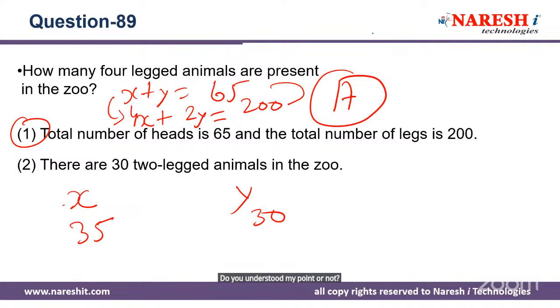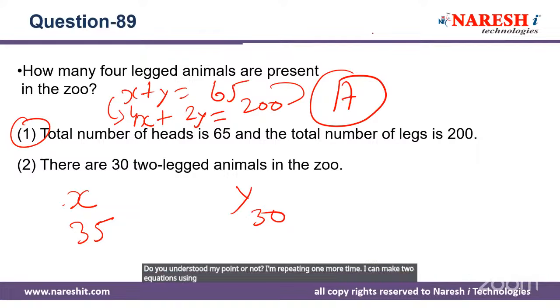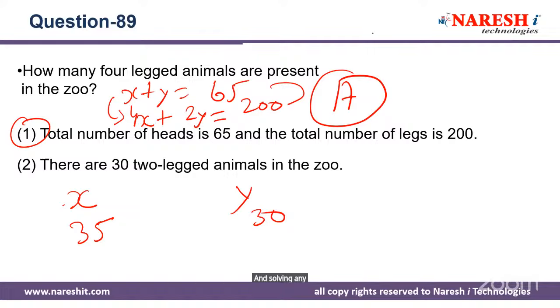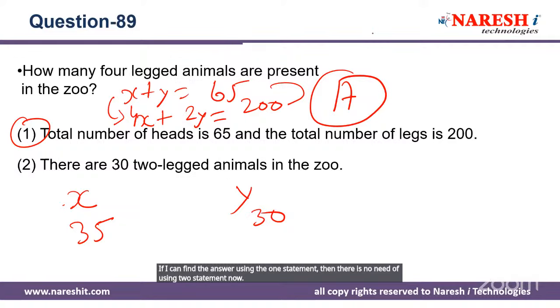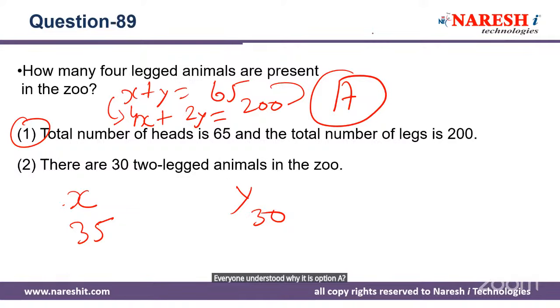I'm repeating one more time. I can make two equations using the first statement data itself, and solving the two equations, I can easily find the two variables. That means I can solve this question using option A. The first statement is enough. If I can find the answer using one statement, then there is no need of using two statements. Everyone understood why it is option A?